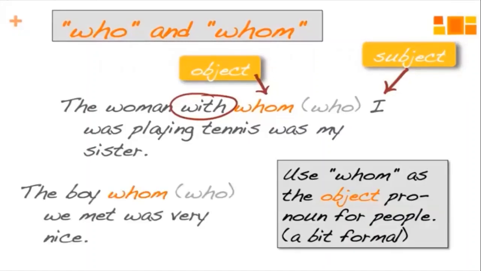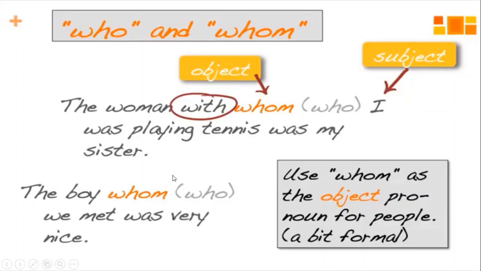So here we have another way of using whom. Take a look. The boy whom we met was very nice. Here I don't have any kind of preposition before the relative pronoun. I am just using whom. Yes, you can also use this. You can use whom instead of who if you want.